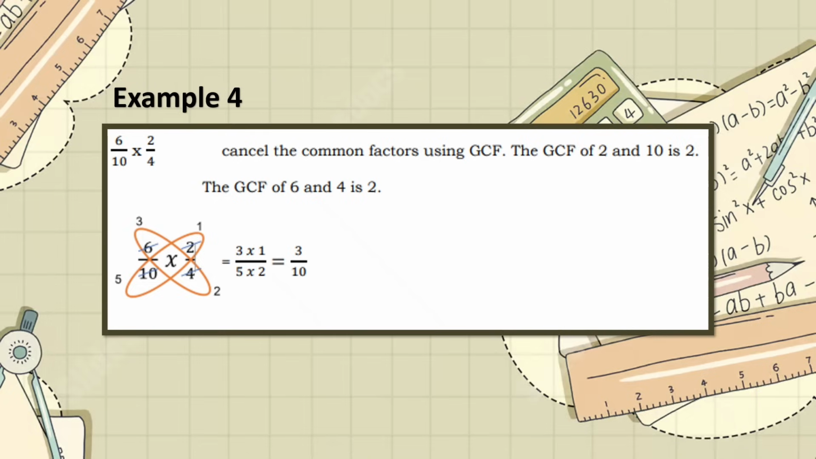Now cancel both ends, 2 and 10. 2 divided by 2 is 1, 10 divided by 2 is 5. So yun po yung mga nasa outer na number. Then now we proceed to multiplication of the numerators and the denominators. So ano na yung nasa labas? Yun na yung ating i-multiply. 3 times 1 is 3, and then 5 times 2 is 10. So the final answer of 6 over 10 multiplied by 2/4 is equal to 3 over 10.